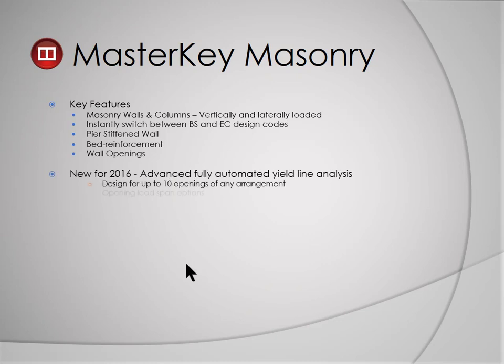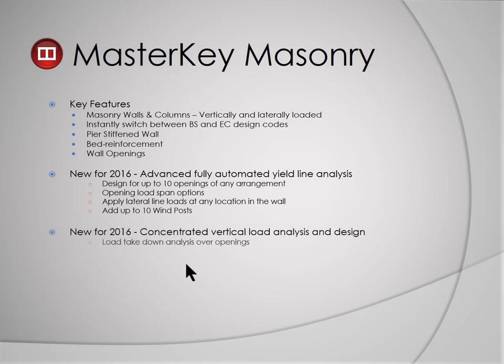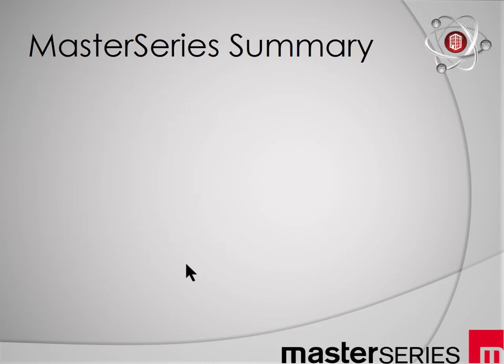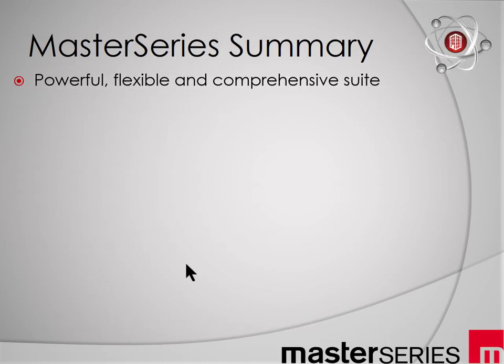As of the 2016 edition that was released, we can now handle up to 10 openings. We can have opening spans. We can have lateral line loads and up to 10 wind posts. So we can have more than one wind post in the structure, never mind more than one or two openings. And we can have these concentrated vertical loads for takedown analysis and bearing stress checks. So in summary, it is most definitely powerful, it's most definitely flexible, and absolutely this is a comprehensive program for doing masonry design.